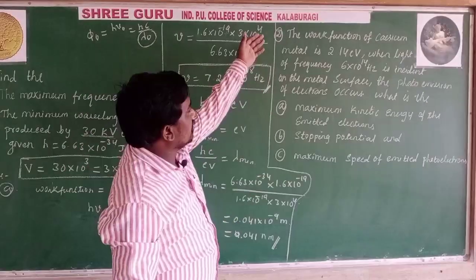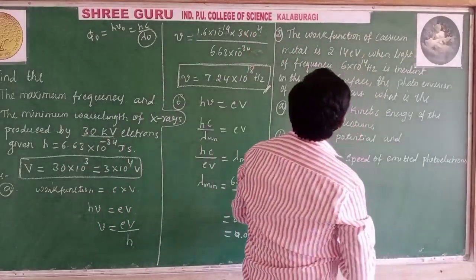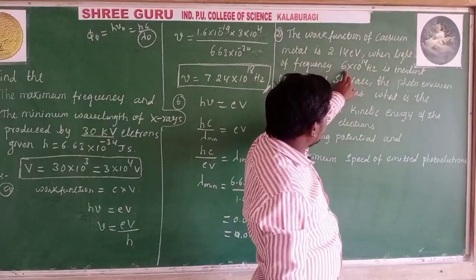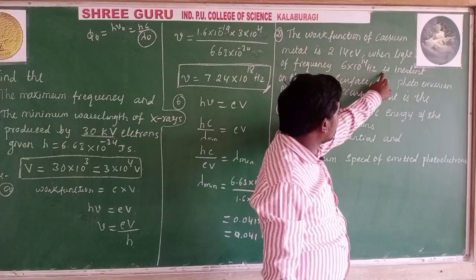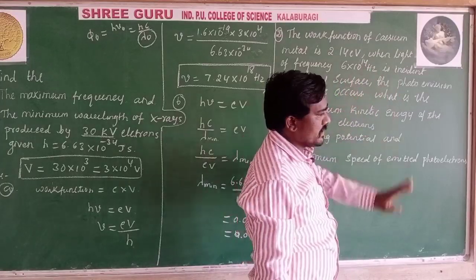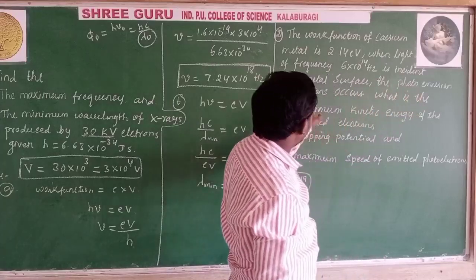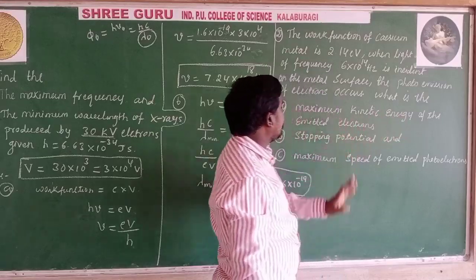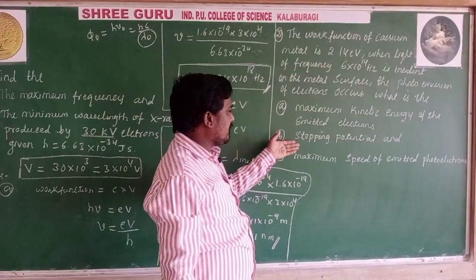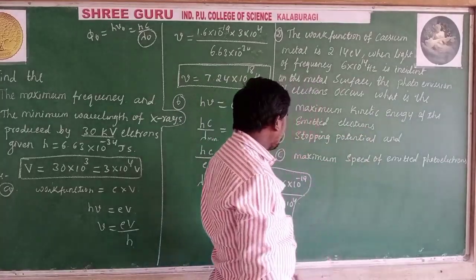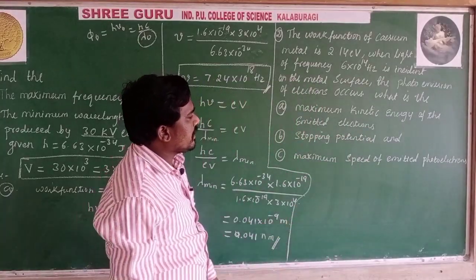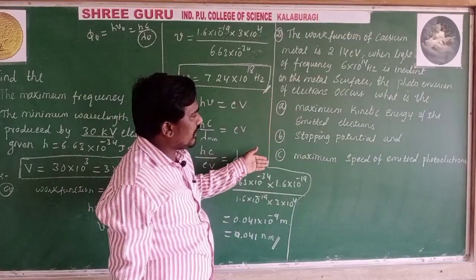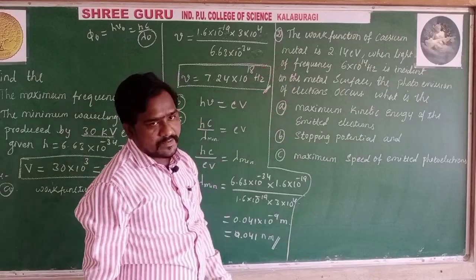Okay, the work function of cesium metal is 2.14 electron volt. When light of frequency 6 × 10^14 hertz is incident on the metal surface, photoemission of electrons occurs. What is the maximum kinetic energy of emitted electrons? The second one is the stopping potential we should find, and the third one is the maximum speed of emitted photoelectrons. These three we should find from the given values.